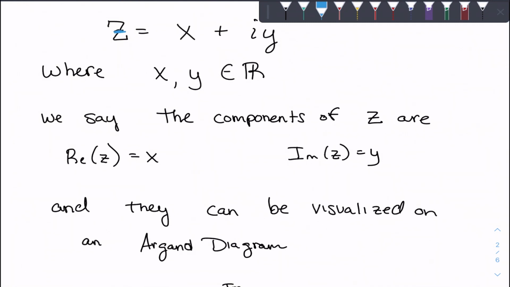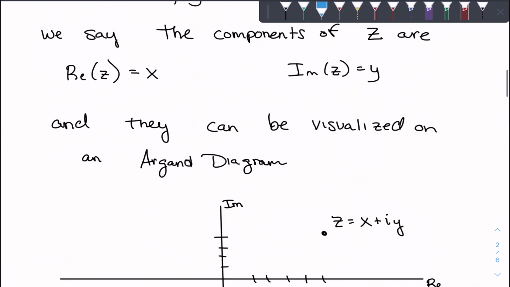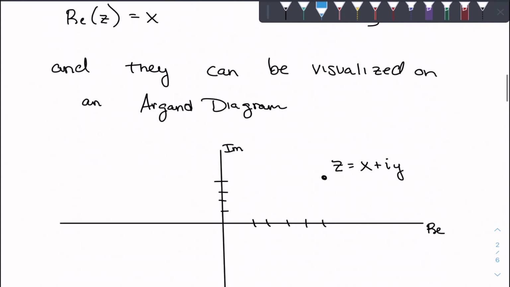And they can be visualized on an Argand diagram. This is named for a French mathematician, just like we call it a Cartesian coordinate plane. If we are graphing complex numbers, it's on an Argand diagram. So instead of x and y, we use the real axis and the imaginary axis. And so there's a two-dimensional analysis that we can do with complex numbers.